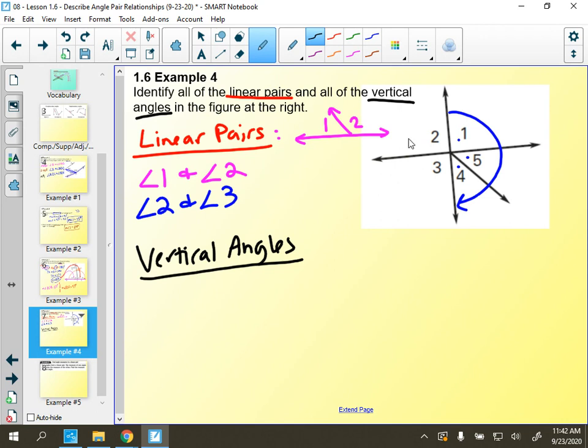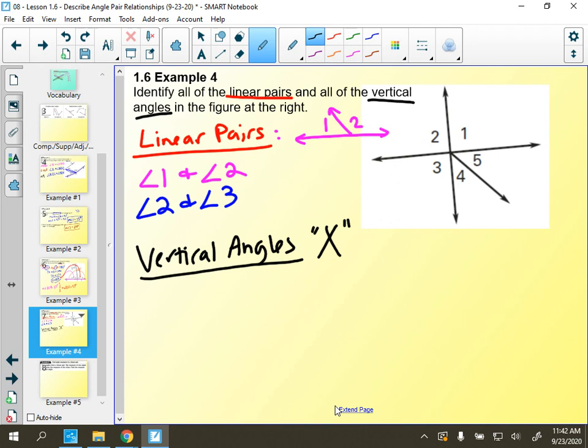Let's take a look. Maybe clear this off here. So remember, what are we thinking when we're thinking vertical angles? We want to be thinking of that letter X or T, where they form that. You get kind of that 4 sets of angles. Now we have some of that going on here.